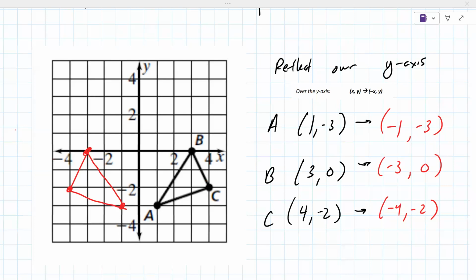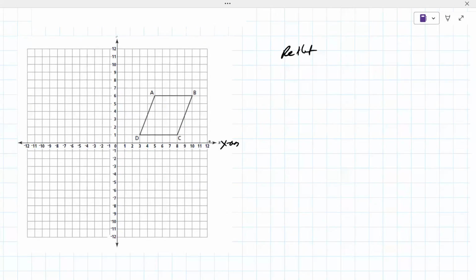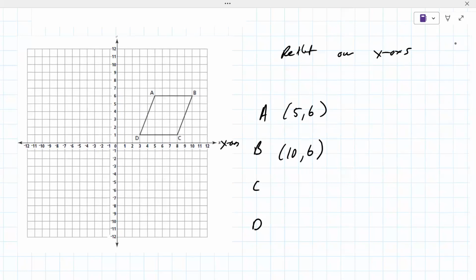So we are going to try another one here. All right, so we're going to reflect this over the x-axis this time. Again, I want you to give me the coordinates of A, B, C, and D, please. 5, 6. Yeah, 5, 6. 10, 6 for B. Good. 8, 1. Okay, and then 3, 1.